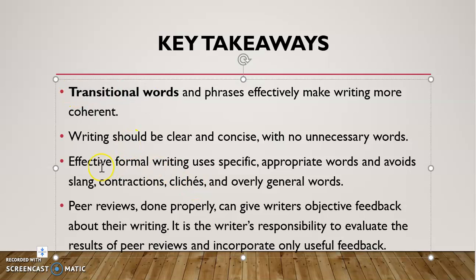Writing should be clear and concise with no unnecessary words. Effective formal writing uses specific, appropriate words and avoids slang, contradictions, cliches, and overly general words. Peer reviews done properly can give writers objective feedback about their writing. It is the writer's responsibility to evaluate the results of peer reviews and incorporate only useful feedback. Just because you get feedback from a peer review, it does not mean that you have to incorporate everything that they say. You have the discretion to determine what is useful feedback and what is not as you implement those pieces of feedback for revision.